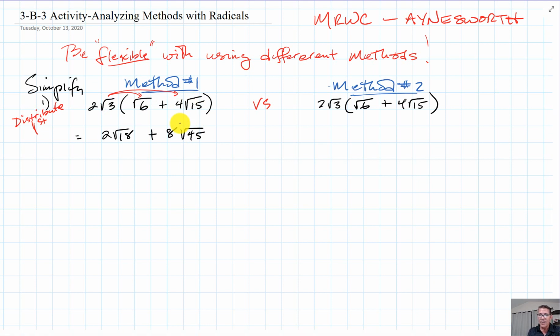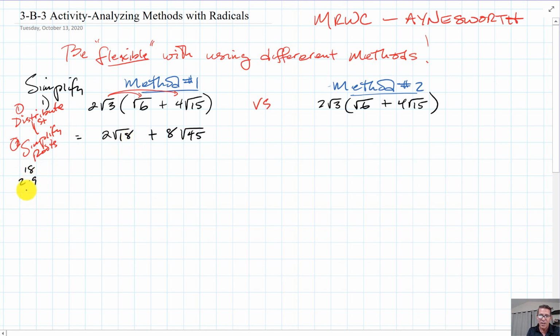Okay, and then you have to simplify these. So step 1 was to distribute. Step 2, simplify roots, like you were trained to do. We've already talked about this before, so this should be easy. The factors of 18 are 2 times 9 and 3 times 6, and of course 1 times 18, but that doesn't help us out any. So I'm going to use 2 and 9 because 9 is a square. So this is your helpful number here. So 2 times root 9 times root 2. I'll simplify that in a minute.